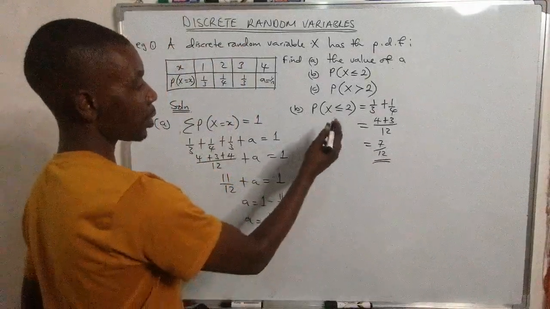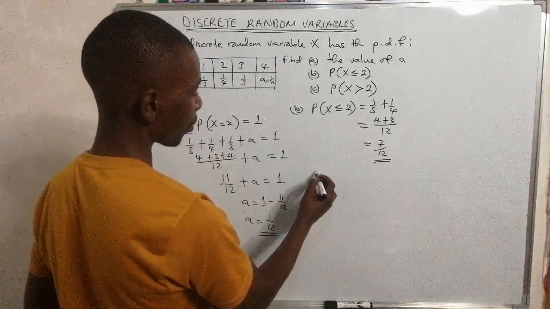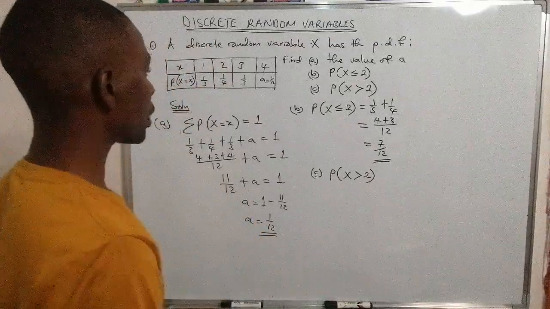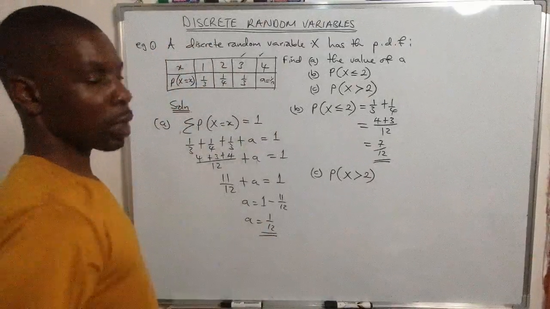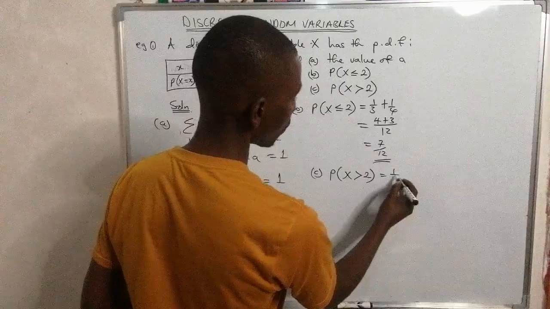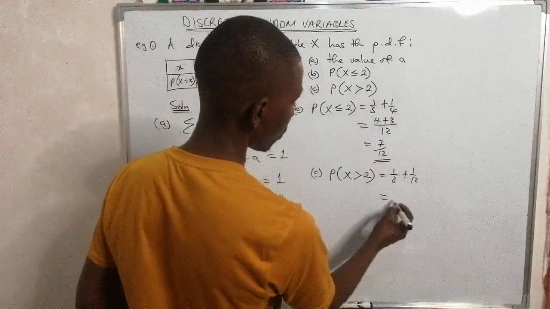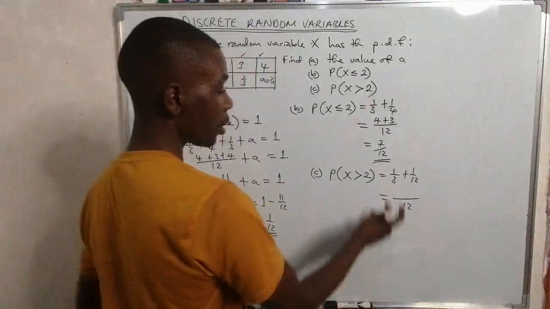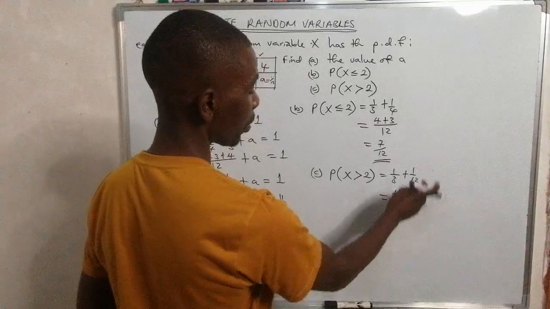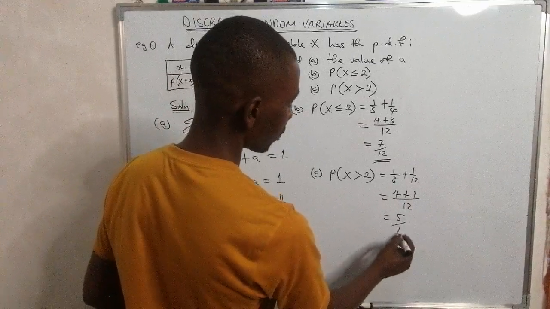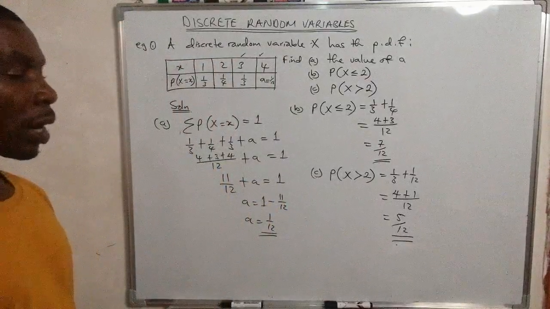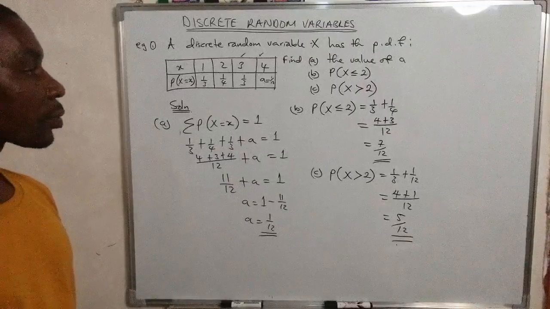Now we want the probability of x is greater than 2. Those terms greater than 2 are 3 and 4. So we are adding 1 over 3 plus 1 over 12. Again the common denominator is 12. 3 into 12 is 4 times, that's 4, plus 12 into 12 is 1, that's 1, which is 5 over 12. So this is the solution for example number 1. I hope you are following.